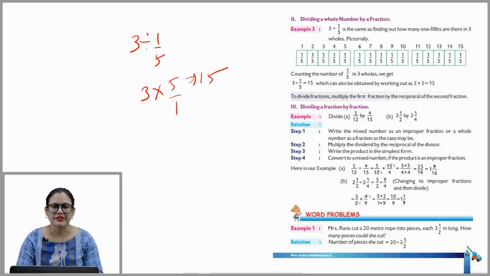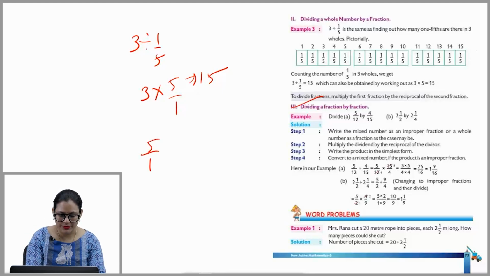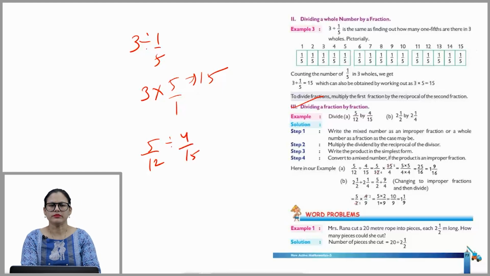Next, dividing a fraction by a fraction. Example, divide 5 by 12 by 4 by 15. Step 1, write the mixed number as an improper fraction or a whole number as a fraction, as the case may be. Step 2, multiply the dividend by the reciprocal of the divisor. Step 3, write the product in the simplest form. Step 4, convert to a mixed number if the product is an improper fraction.